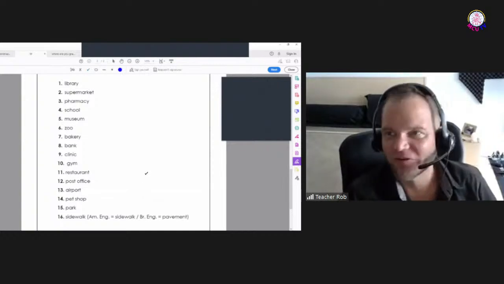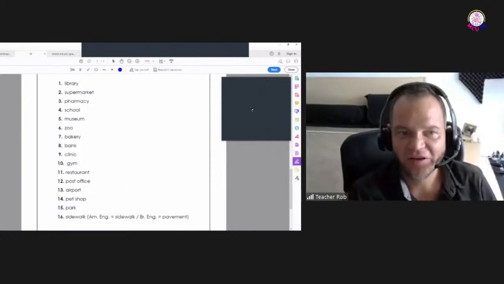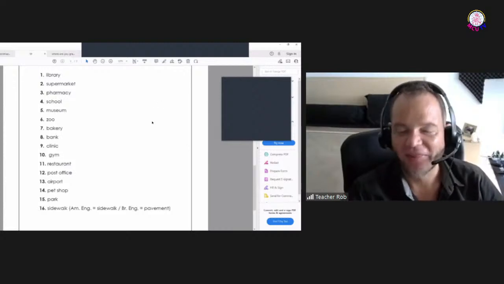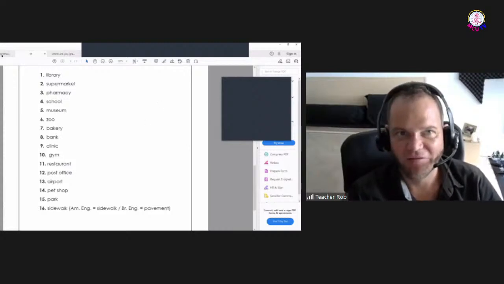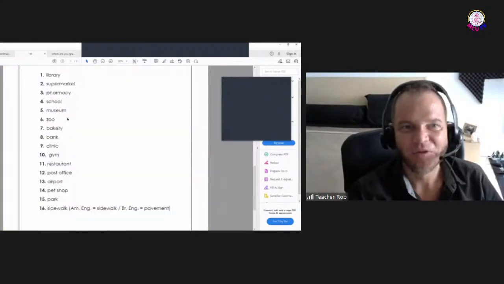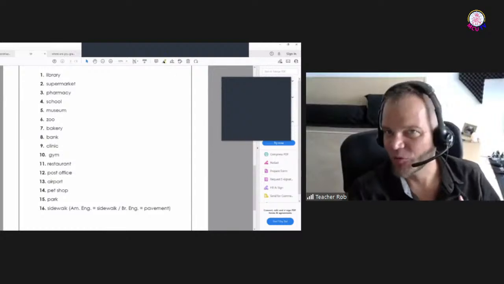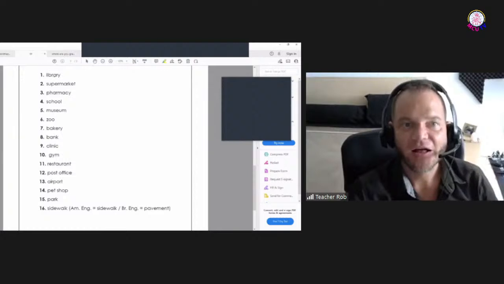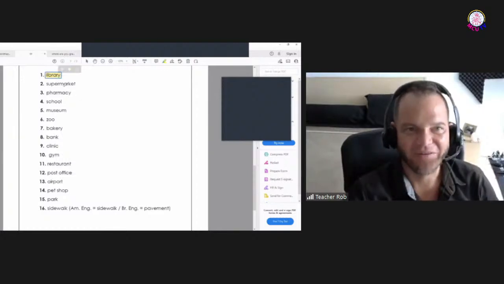So how about we do this? Just like with the maze, let's practice pronouncing these words, and then we're going to go to something I have that's also dealing with places. It's a map. Before we do that, let's do a little more practice. So number 1, if you want to repeat after me, library. Library. Good.